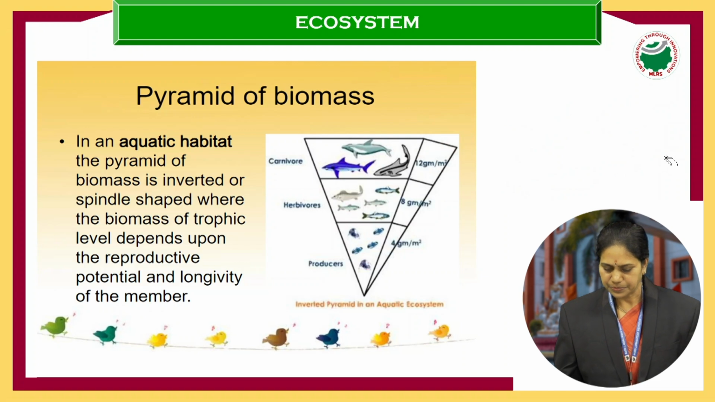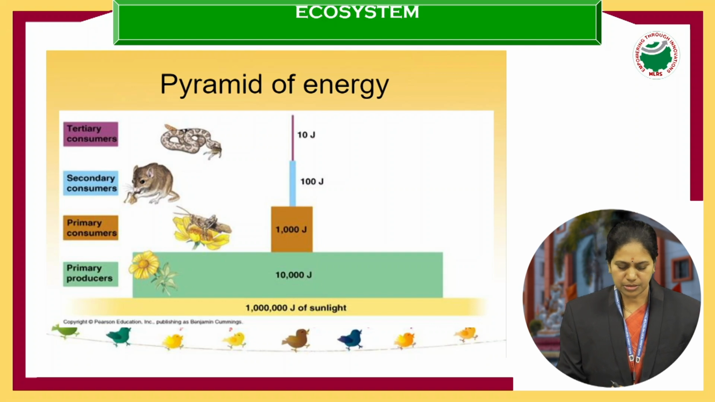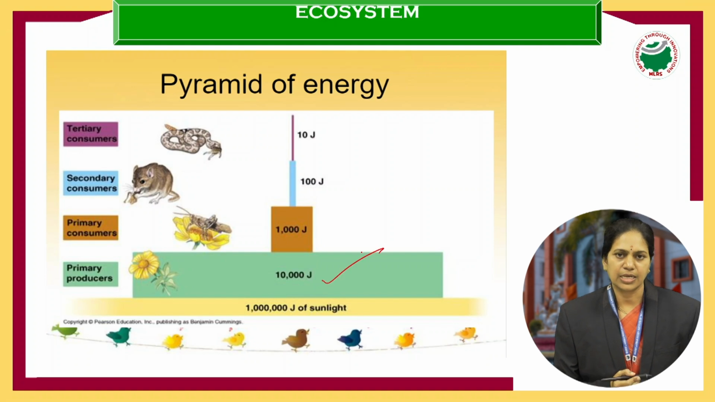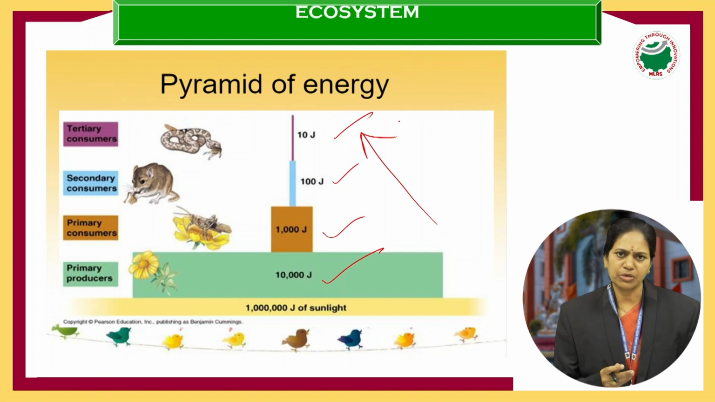Okay, fine. Next, pyramid of energy. So pyramid of energy is always said to be upright. There are no deviations in this particular pyramid. You can see the primary producers are at the bottom and the energy is larger. And when you are going towards the apex, you can see the energy is decreasing. As I told you, only 10% of the energy passes from one trophic level to the next trophic level.